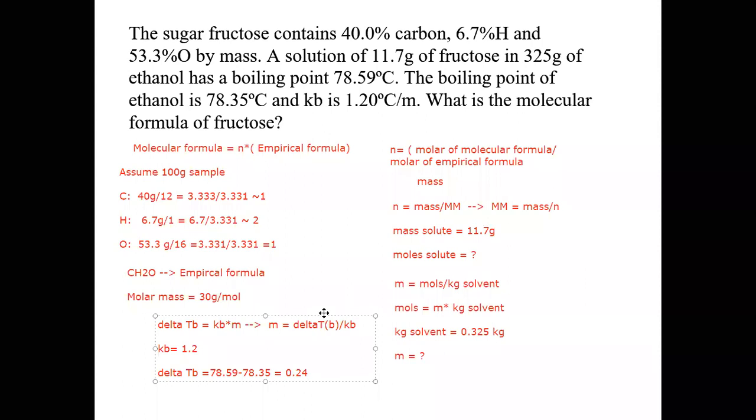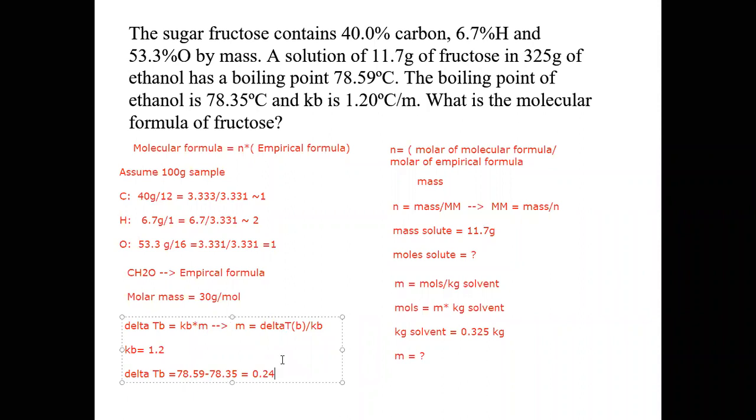So now that we know delta TB, we can calculate the molality. So molality equals 0.24 divided by 1.2. And we get 0.2. So the molality of this solution is 0.2. So now we know the molality is 0.2. We know the kilograms of solvent. We can find the moles.